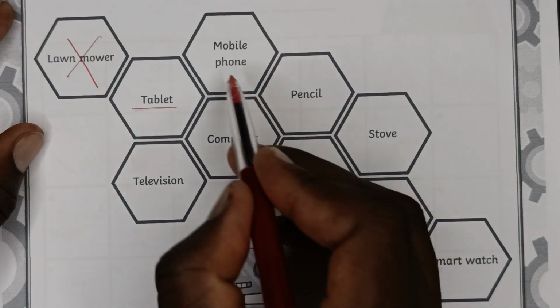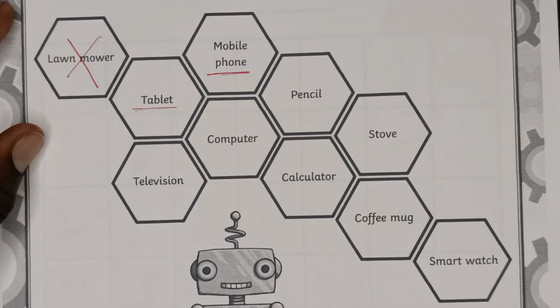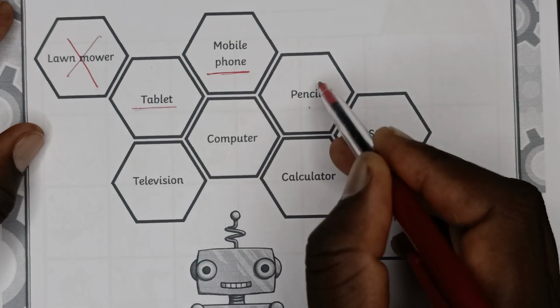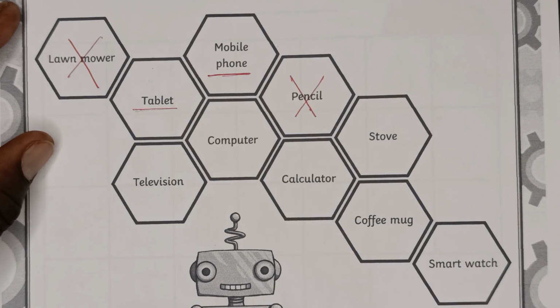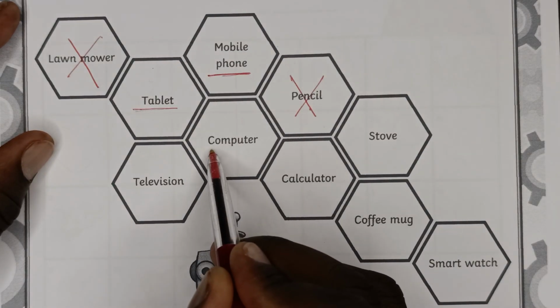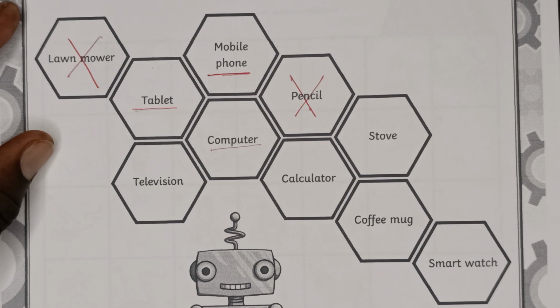Mobile phones or smartphones that we have now can do what a computer can do. But a pencil is not a computing device because it cannot do what a computer can do. A computer, yes, a computer is a computing device.